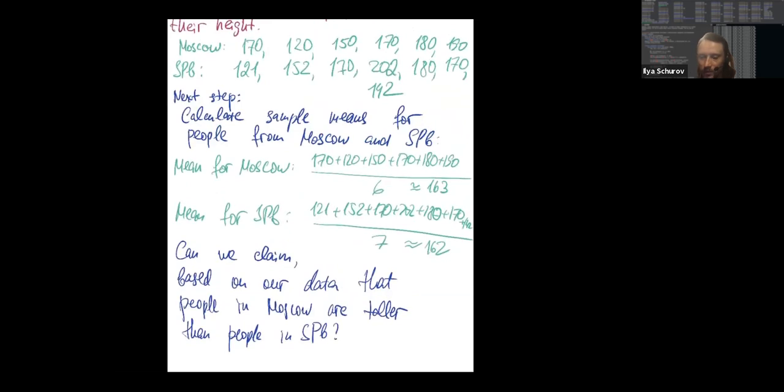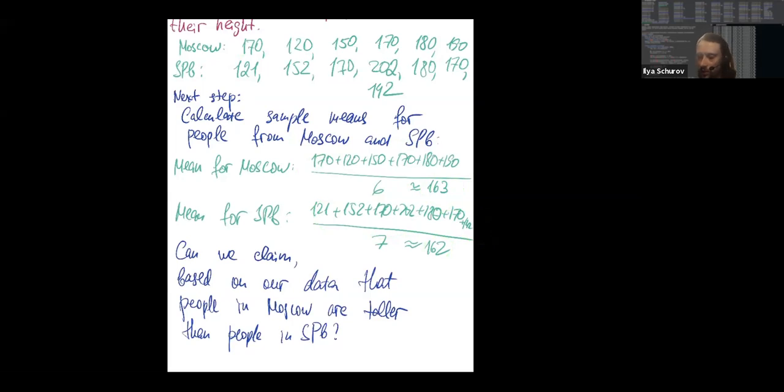to say that it is possible for us, for example, to repeat this experiment and obtain different values. And it is possible that when we repeat it, we will have different numbers here and different numbers here. And it is possible that the relation between these two averages will be different just because we accidentally have a taller person in the St. Petersburg sample than in the Moscow sample, just by chance.